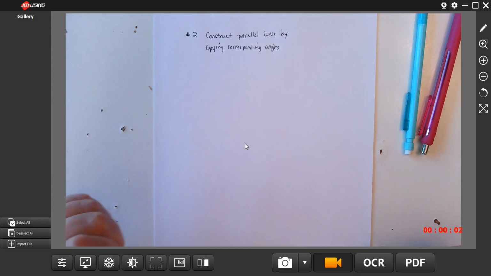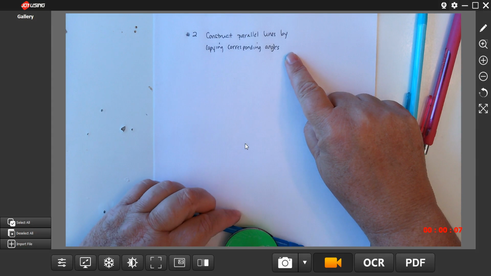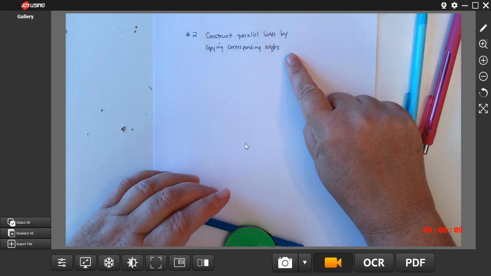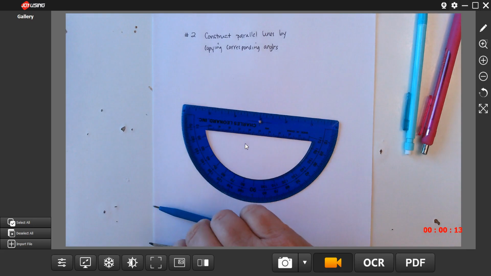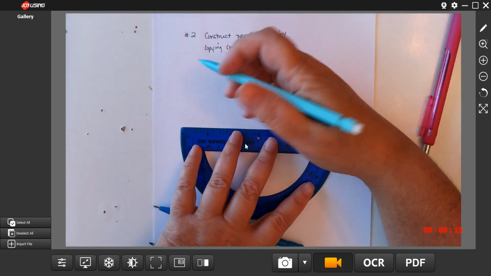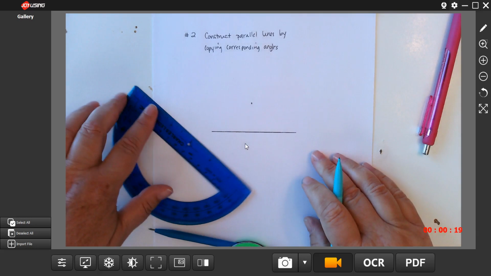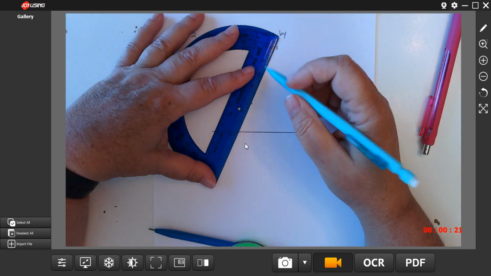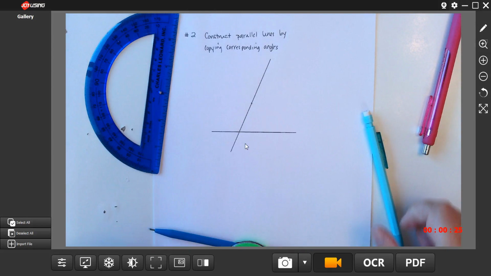Okay, problem number two asks you to construct parallel lines by copying corresponding angles. And this is actually just what I taught you yesterday in terms of how to make parallel lines. So we're going to start with a single line at a point not on the line. I need to then draw a transversal, and this is the angle I want to copy up here.